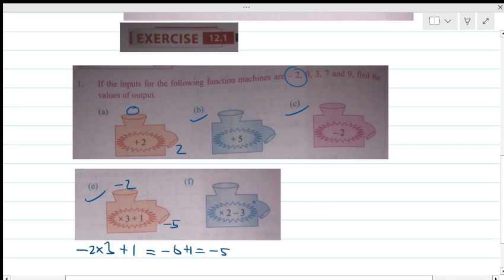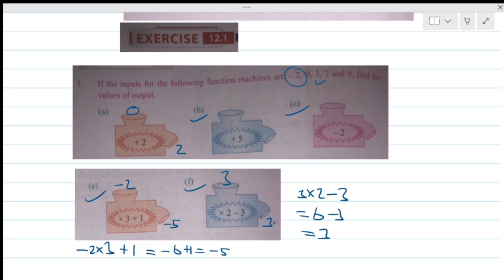Same like over here for F, whatever input you keep. Suppose you keep your input 3, so the processing will be: input multiplied by 2, and later 3 subtracted. So 3 times 2 is 6, minus 3 equals 3. So the output will become 3. That way we have to do here.